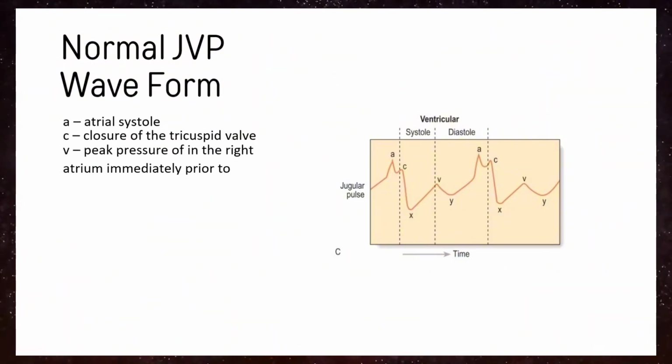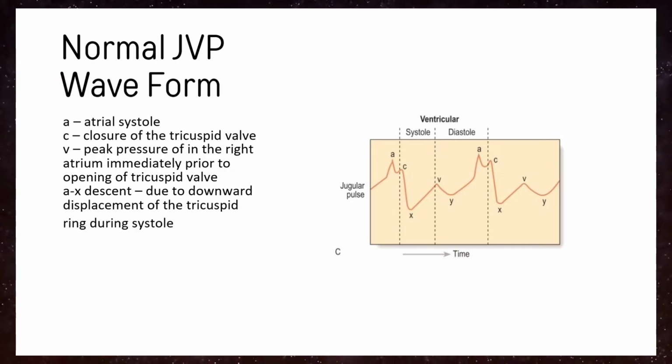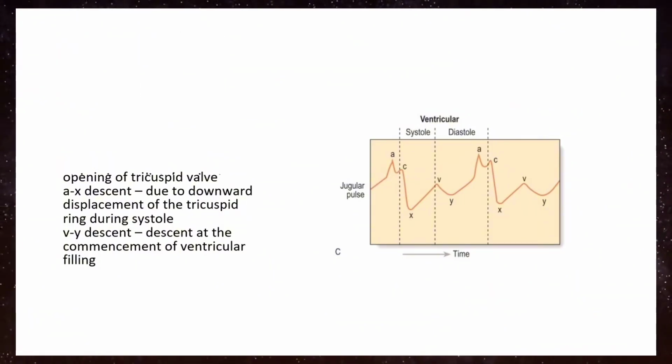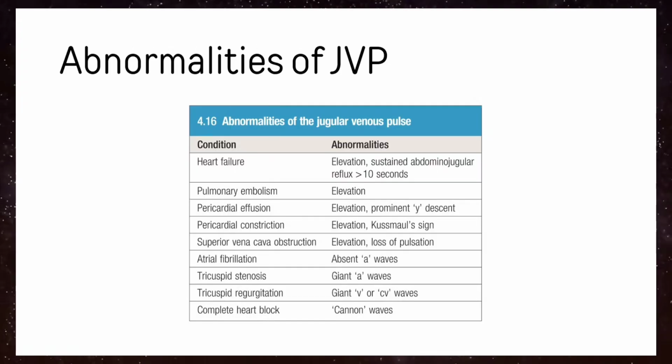A wave represents the atrial systole, C wave represents the closure of the tricuspid valve, and the V wave represents the peak pressure of the right atrium immediately prior to the opening of tricuspid valve. The AX descent represents the reduction of pressure due to the downward displacement of the tricuspid ring during systole. The VY descent represents the descent at the commencement of ventricular filling. There are several conditions where there can be abnormalities in this waveform or elevation of JVP.